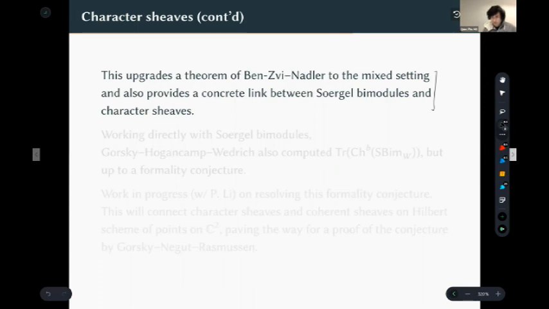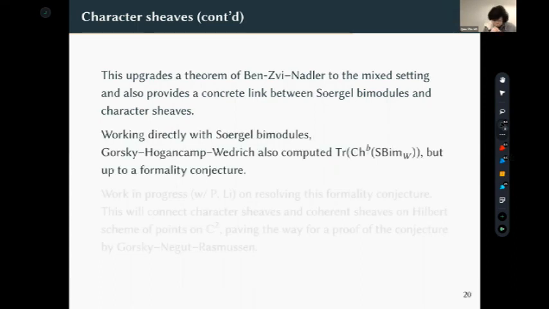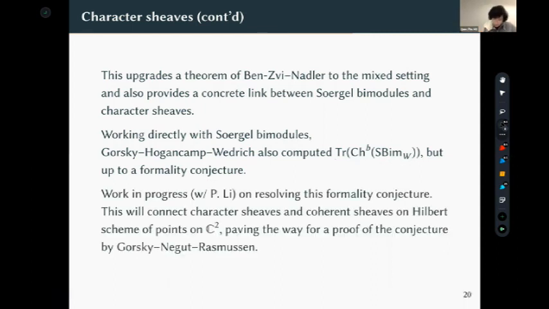And then, almost done, I want to have a remark. Working directly with circle-by-modules, Gorsky, Hogancamp, and Wedrich also computed, so essentially just algebra, no geometry, a categorical trace of the Hecke category. But to make it more explicit, they still had a formality conjecture that they couldn't prove. So there's a work in progress again with Peng Shan on resolving this formality conjecture.